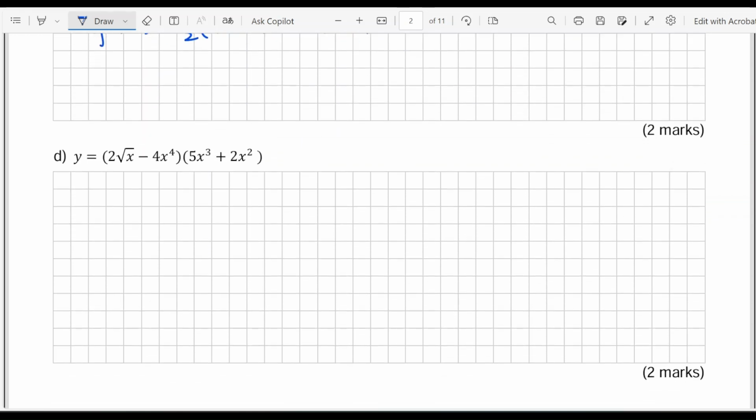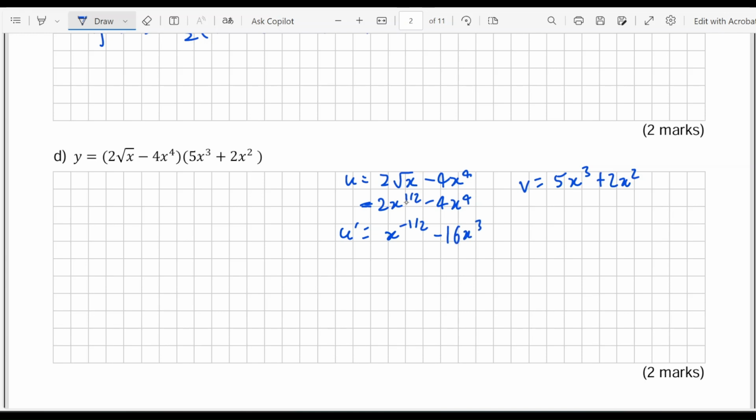All right, here you do have to use a product rule. So this is u is 2 root x take 4x to the 4. And just to help differentiate that, we'll write that as 2x to the half. V is going to be 5x cubed plus 2x squared. So u dash is going to be 2 times a half is 1. And then that's 16x cubed. V dash is going to be 15x squared plus 4x.